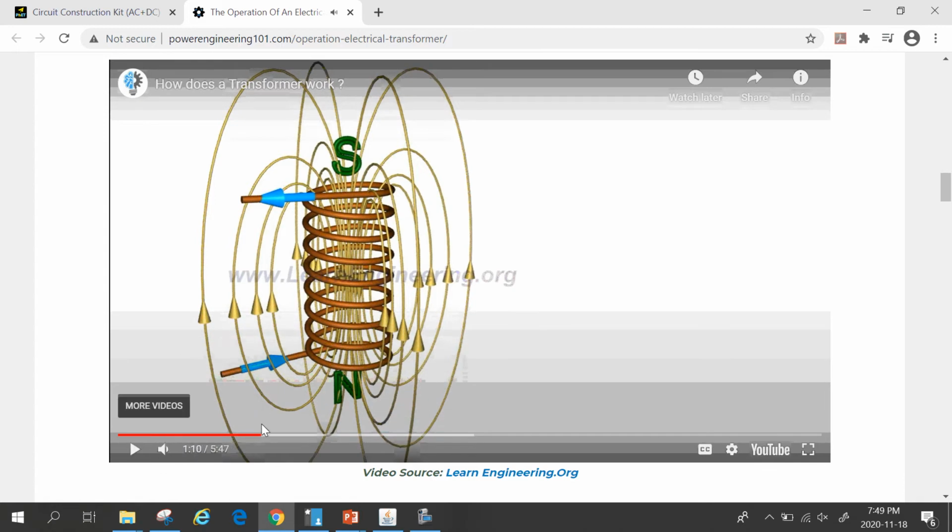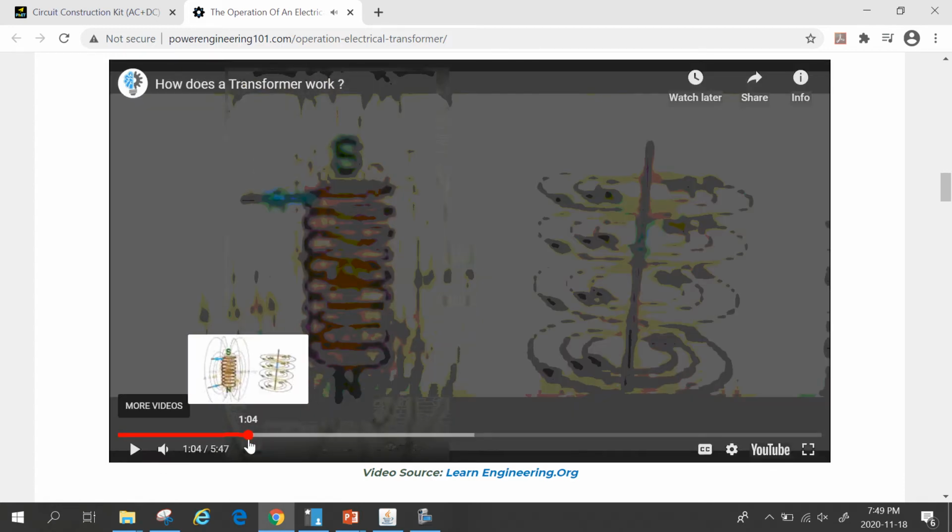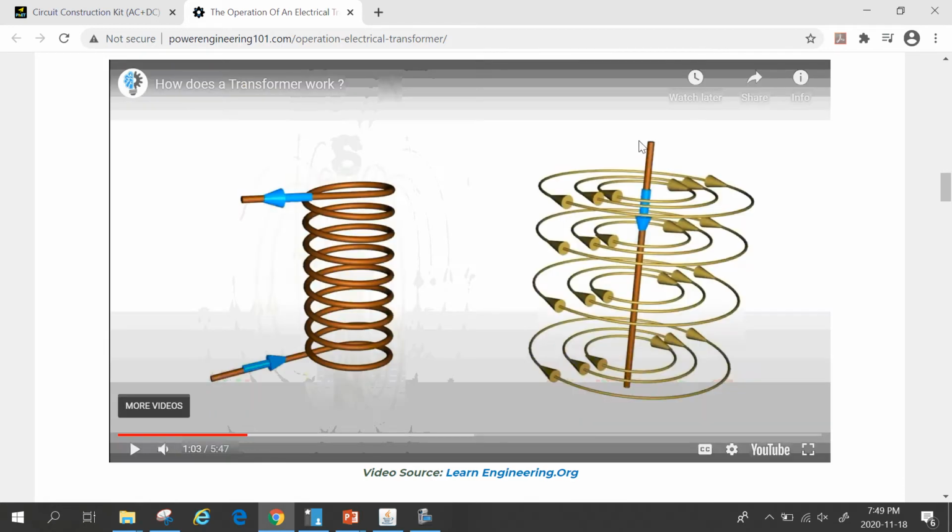I'm just going to stop and go back a little bit so we can see that at least again. So this is our single wire conductor. The electrons are going from the top to the bottom. And we use the right-hand rule in this case to determine the direction of the magnetic field. And here it's looping around this straight wire conductor, going in a clockwise fashion.